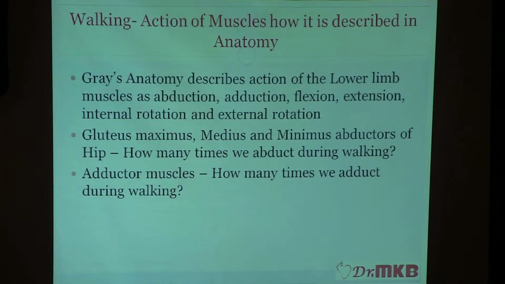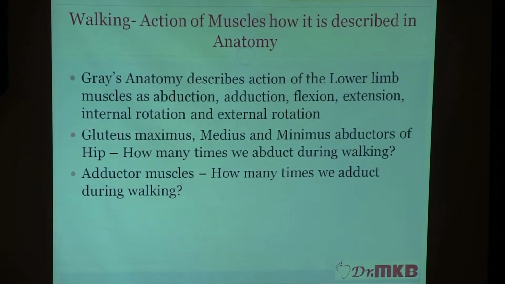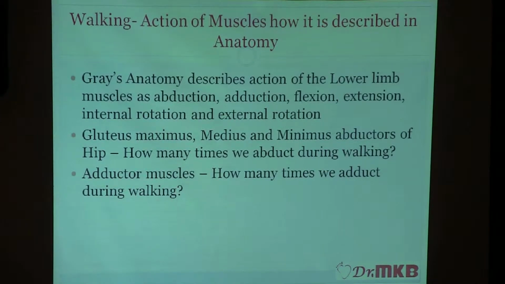Let us go to the anatomy. Gray's Anatomy describes the lower limbs in terms of abduction, adduction, flexion, extension, internal rotation, and external rotation. Have you ever adducted during walking? You don't, you just walk. Abduction: we have such big muscles, gluteus maximus. Why do you require abduction? We don't, isn't it?